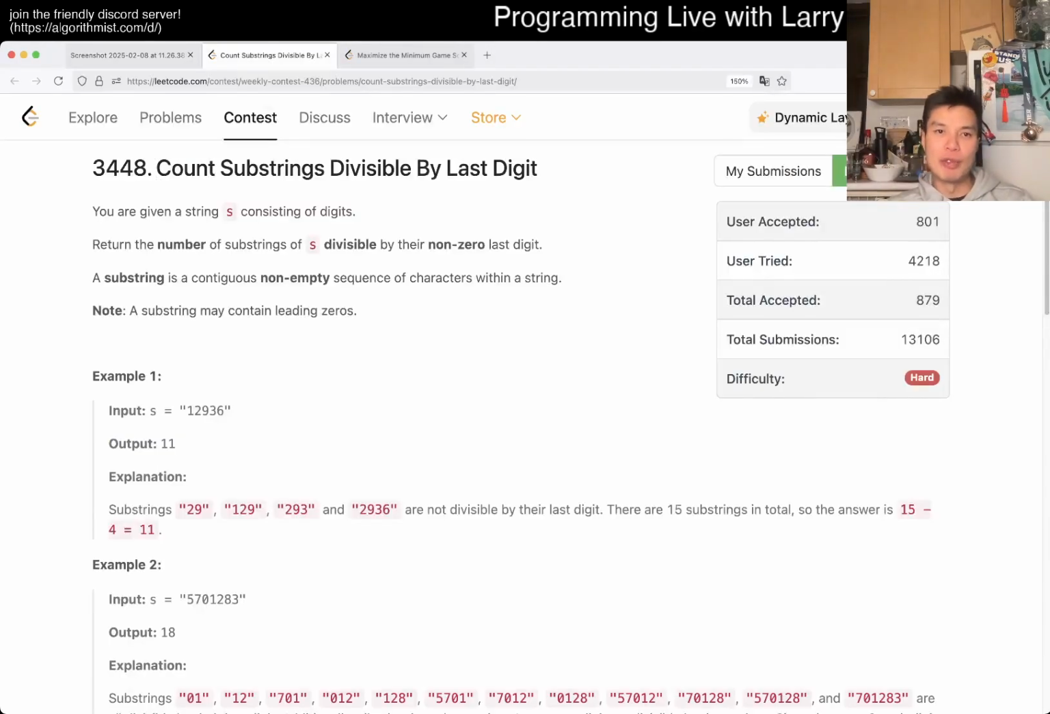This is me going over Q3 of the weekly contest 436. Count substrings divisible by last digit.